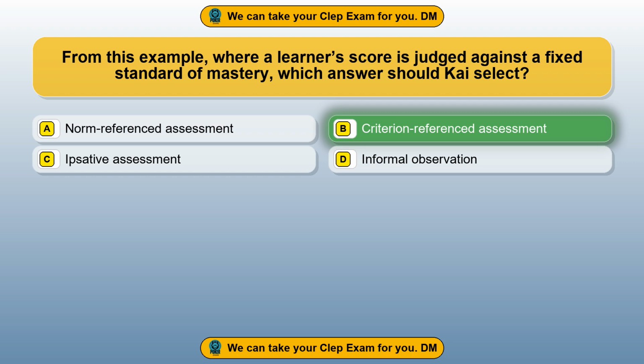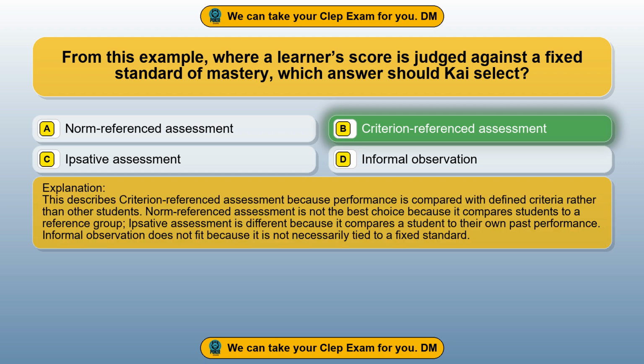criterion-referenced assessment. This describes criterion-referenced assessment because performance is compared with defined criteria rather than other students. Norm-referenced assessment is not the best choice because it compares students to a reference group. Ipsative assessment is different because it compares a student to their own past performance. Informal observation does not fit because it is not necessarily tied to a fixed standard.